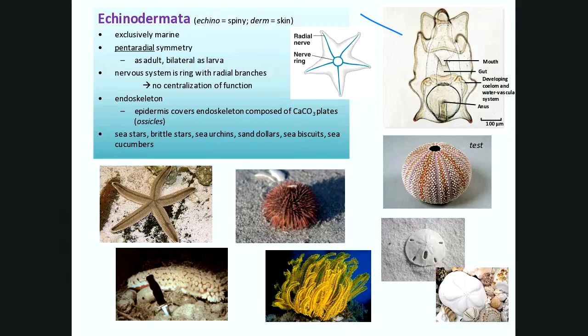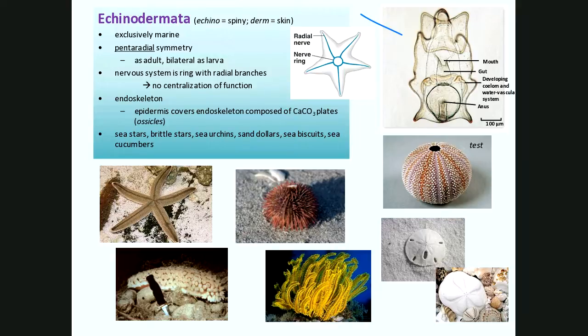Nervous system is really a very simple ring with some radial branches. There's no cerebral ganglion, no brain. Therefore, we believe no higher thought process, obviously. They have an endoskeleton. They have an epidermis that covers over these plates of calcium carbonate, these plates being called ossicles. I got a picture in a couple of slides. I'll show you what these ossicles look like. But that is their form of a skeleton.